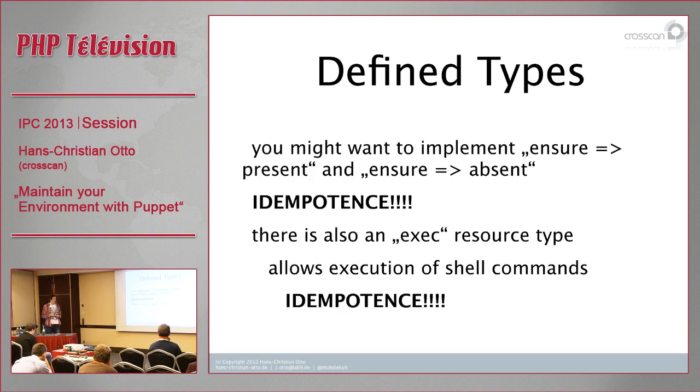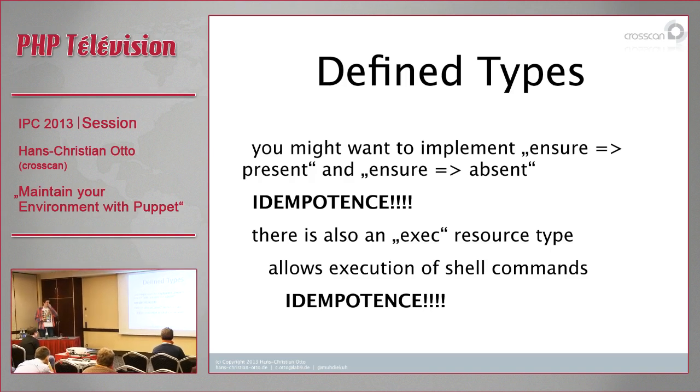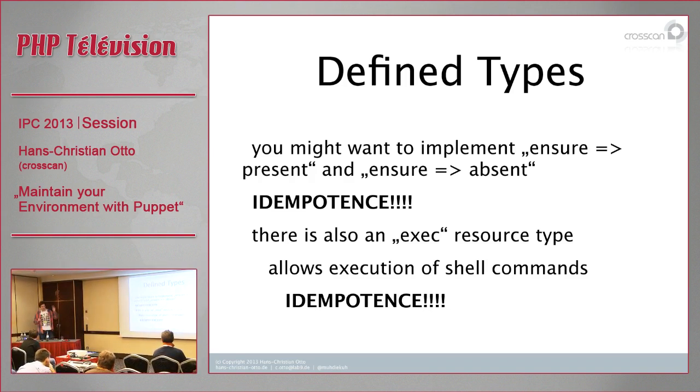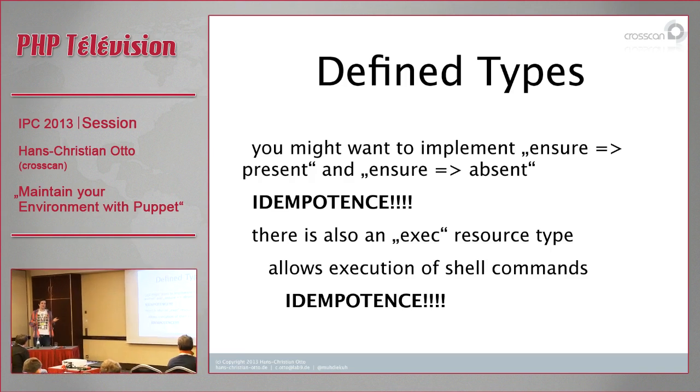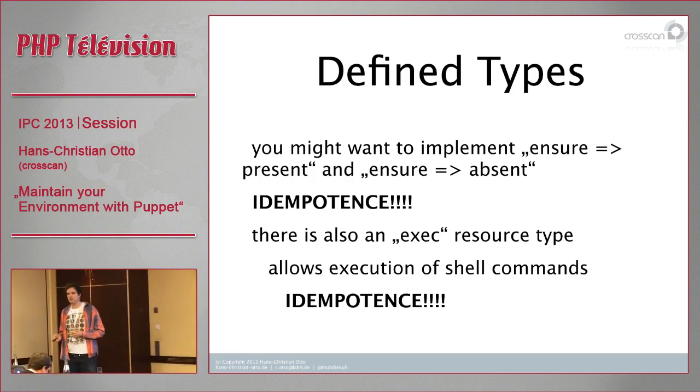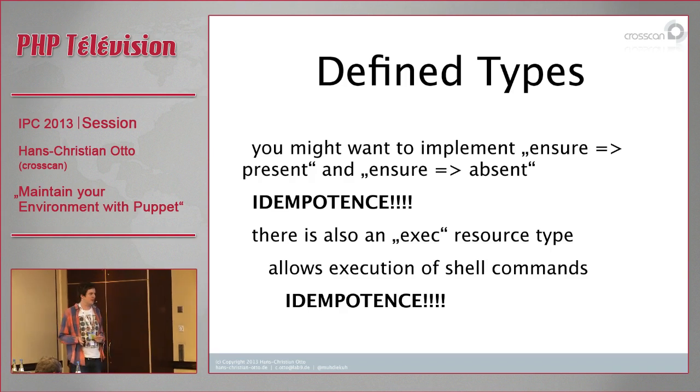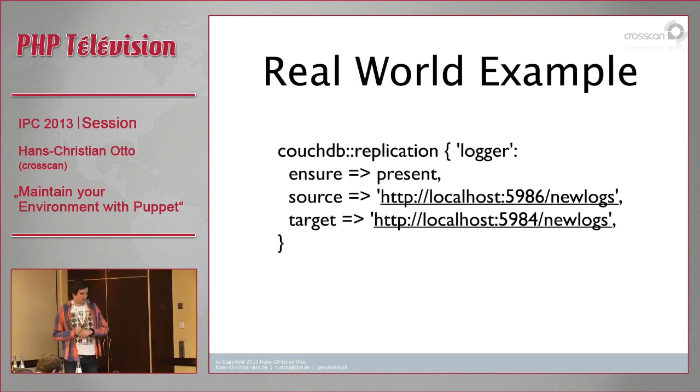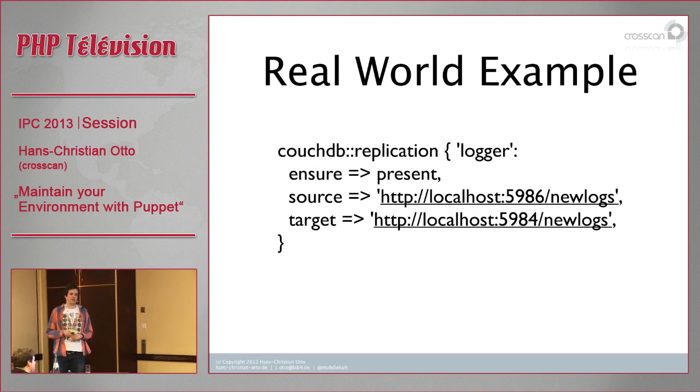There's actually an exec resource type which executes something on the command line, and it's quite nice for some stuff, and you really need it when you create defined types. But this is where you really have to take care of the idempotency, because most things you execute on the command line aren't idempotent. And I'm going to show you a more real-world and a more interesting example of a defined type right now. And this is replication of a CouchDB database.